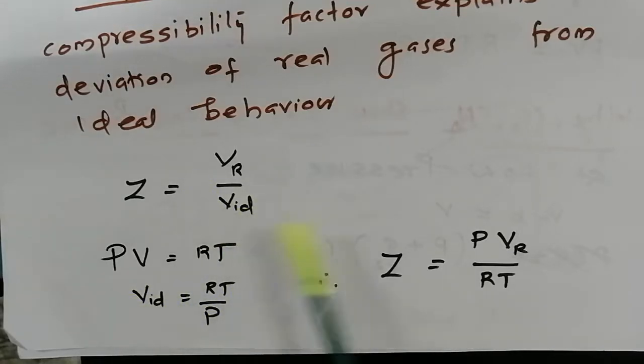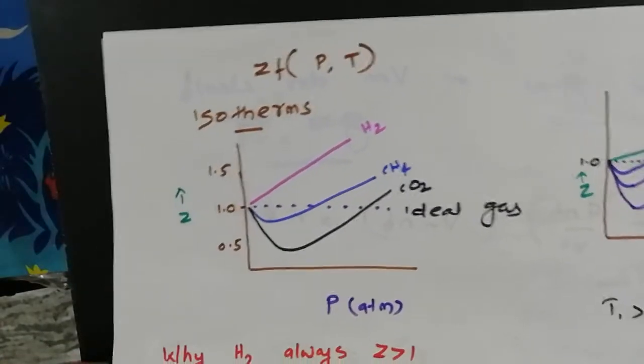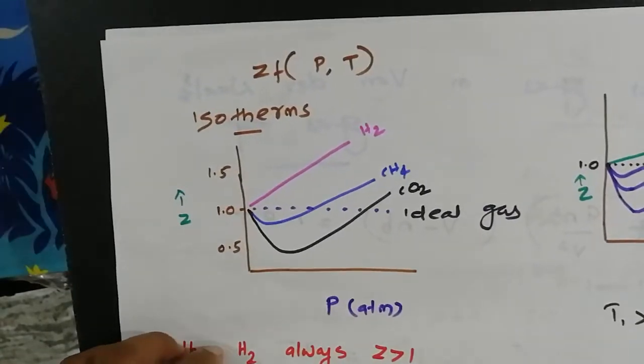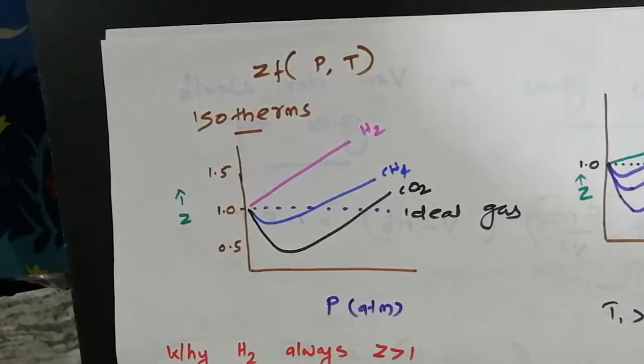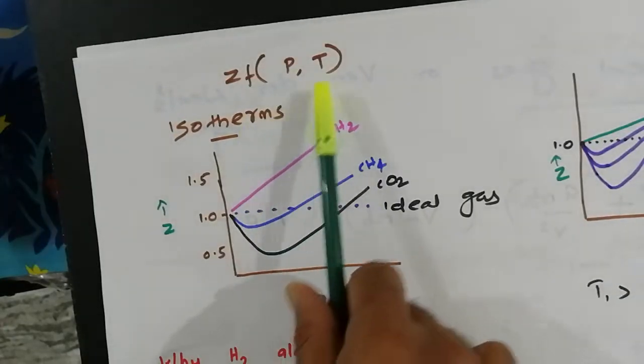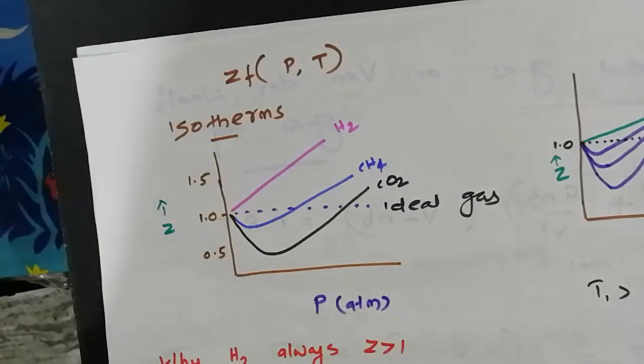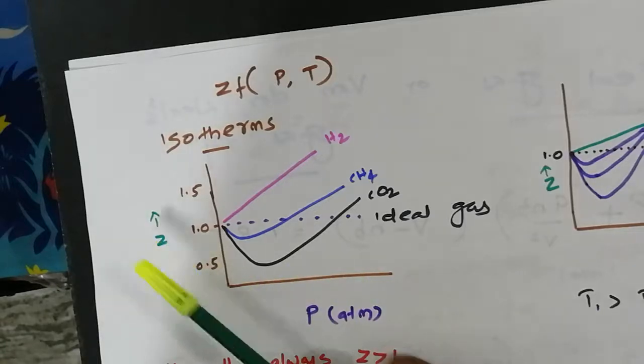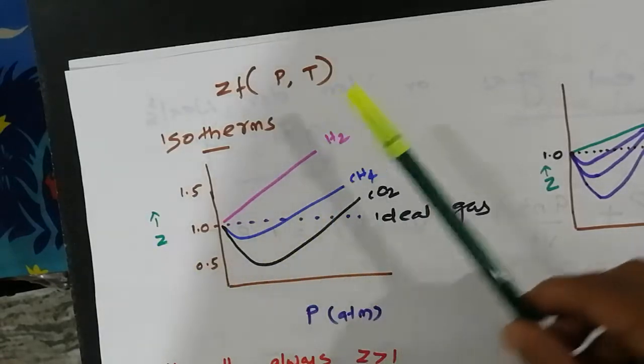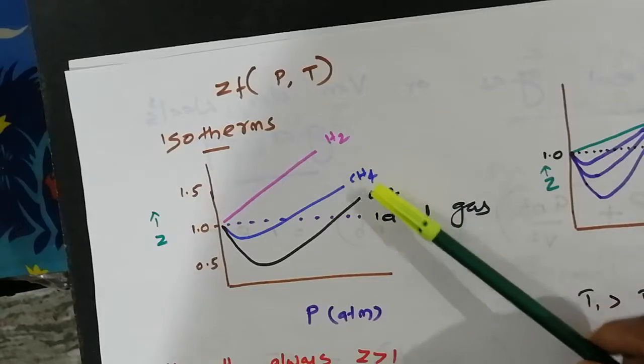Please substitute this here. You will get PV by RT. This V is real volume. Now, this is how we draw the graphs. Actually, compressibility factor is a function of two terms, pressure and temperature. We plot the isotherms at constant temperatures. Sorry, y-axis is Z. X-axis is P. We plotted the value of Z with respect to P for 3 different gases: hydrogen, methane, carbon dioxide.